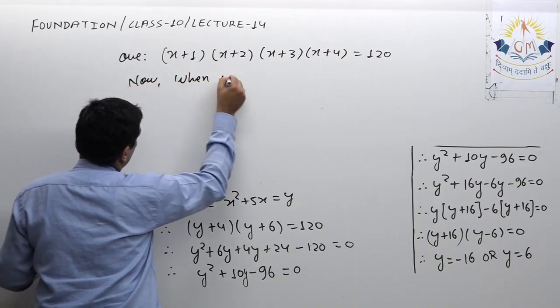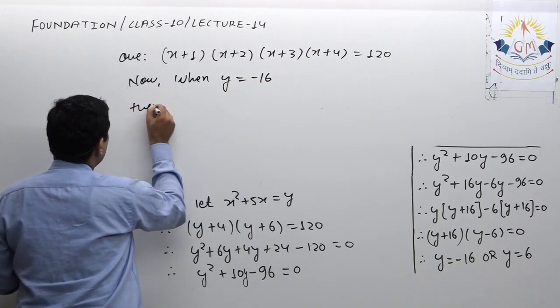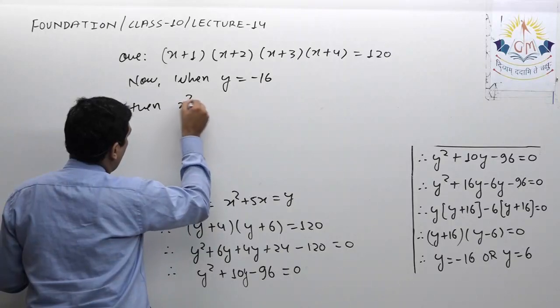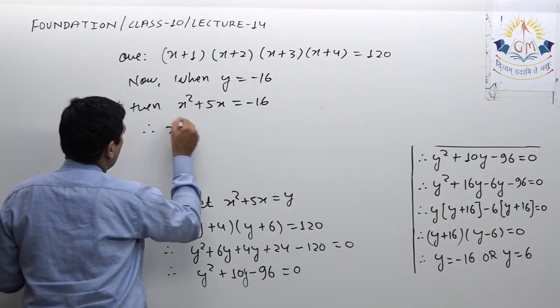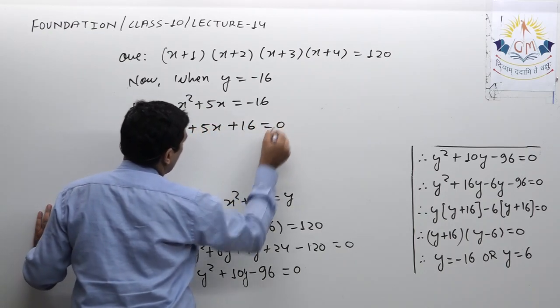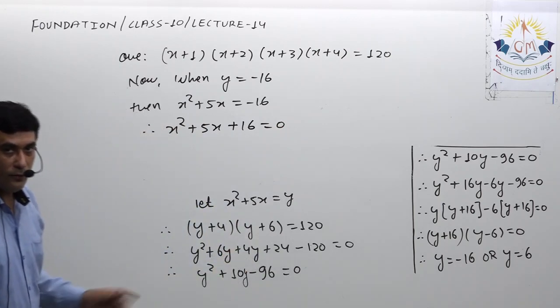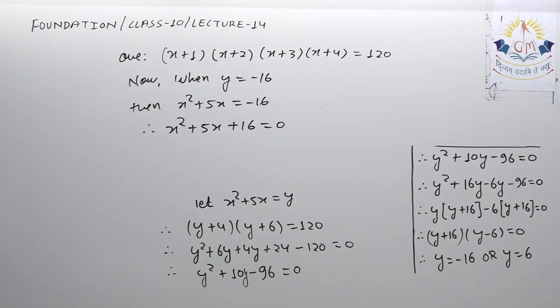Now when y is equal to minus 16, then I can write x square plus 5x equal to minus 16. Therefore x square plus 5x plus 16 is equal to 0. Now you have to solve it for x. So again it's a quadratic equation. Try to solve this and see whether it is possible to get a real value of x or not. Try for a while.